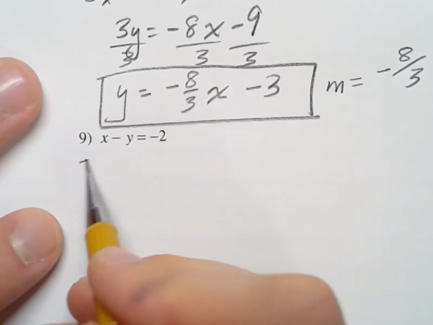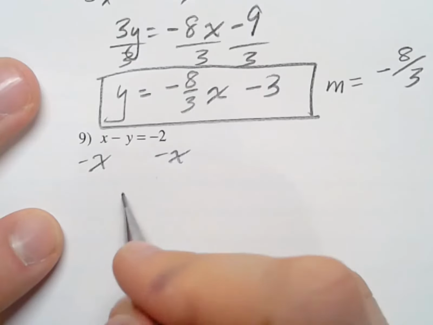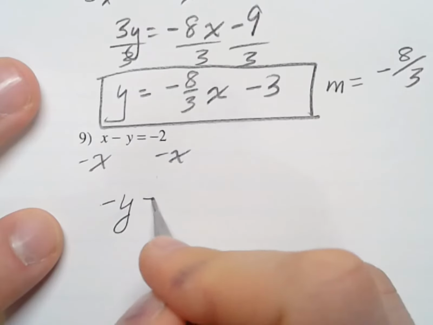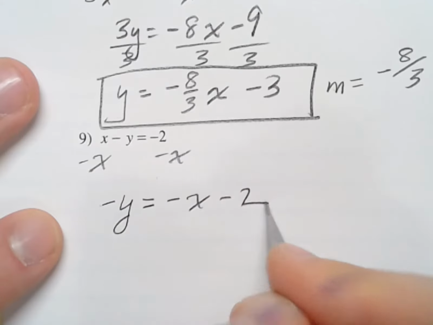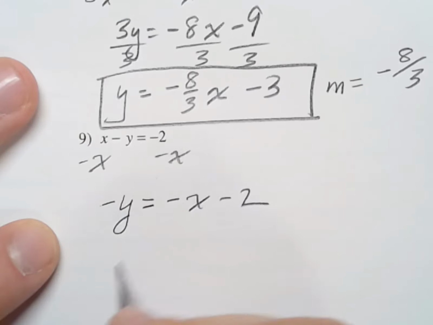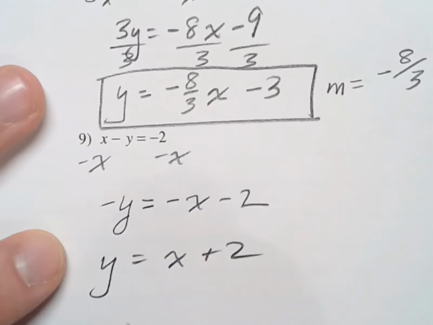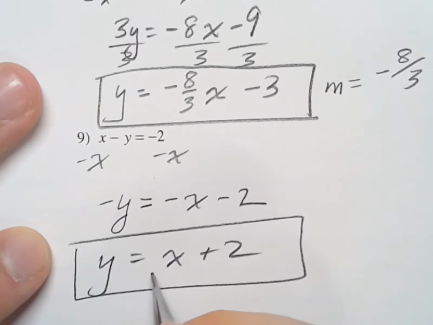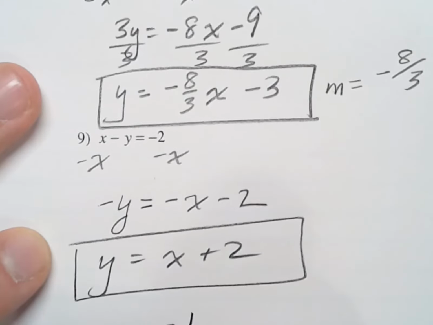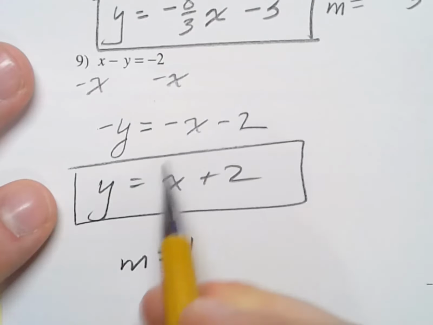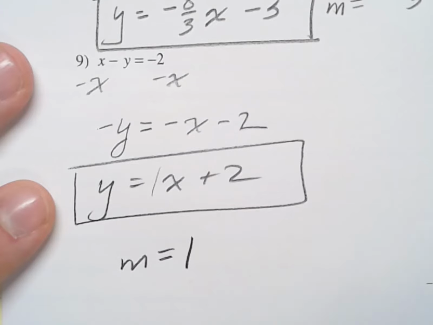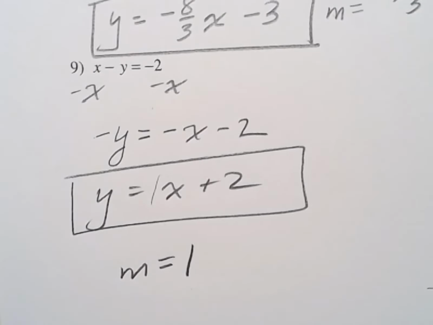Here, I'm going to subtract an x, subtract an x. So we're left with a negative y equals a negative x minus 2. And we just go through and flip all the signs now, and we get that. Of course, the coefficient on the x is 1, so our m is just 1. There's a 1 right there, so it's just 1. Okay, what about, let's see.